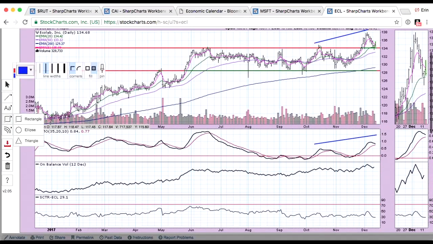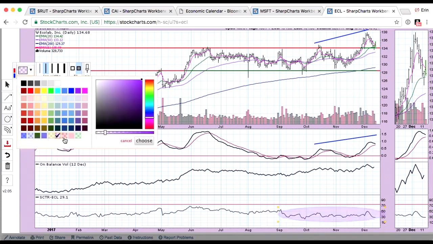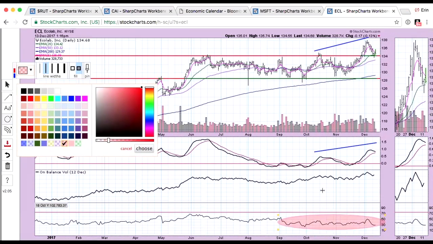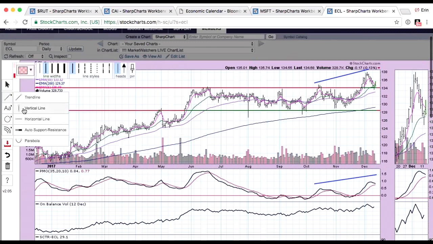The scooter has been rather flat. So that's a plus or a minus. But the main thing is it hasn't been in the basement, so I think I could forgive that. I agree with the possibility of a flag going on here.